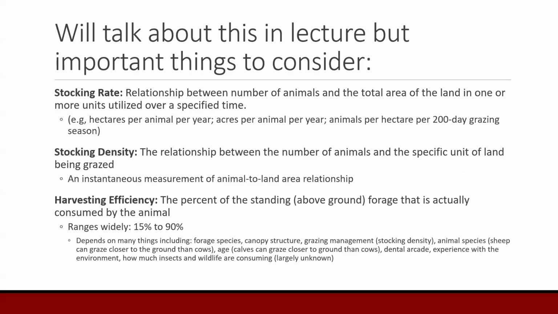Okay. Harvesting efficiency, so that's the percent of the standing above ground forage mass that is actually consumed by the animal. Okay, this is going to be largely driven by stocking density, as we looked at in that last lecture. Okay, forage type, type of animal. Younger animals can graze closer to the ground than older animals. Sheep can graze closer to the ground than cows, right? Okay. But this number, this harvesting efficiency, ranges pretty widely between 15 and 90%.